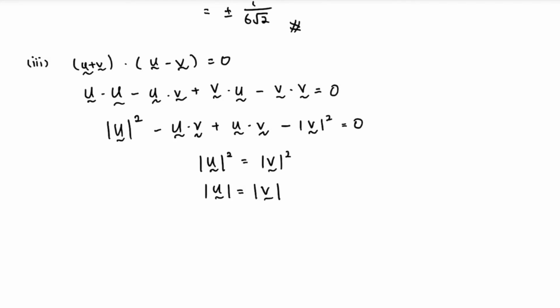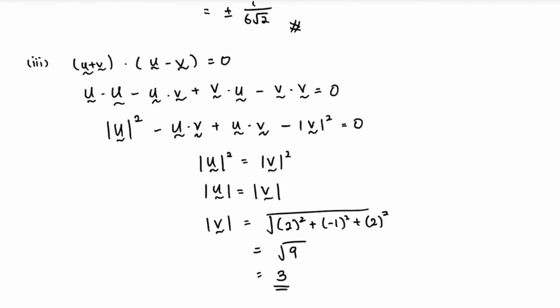They want you to find a numerical value of mod v, so you need to sub in what the mod of u is going to be, which we have already found in the first part. The question already gave it to us, essentially. So mod of v will be equivalent to the mod of u, which is the square root of 2 squared plus minus 1 squared plus 2 squared. This will give you a nice answer of root 9, which is equivalent to 3. And that would be your answer. So this is how you do this question.